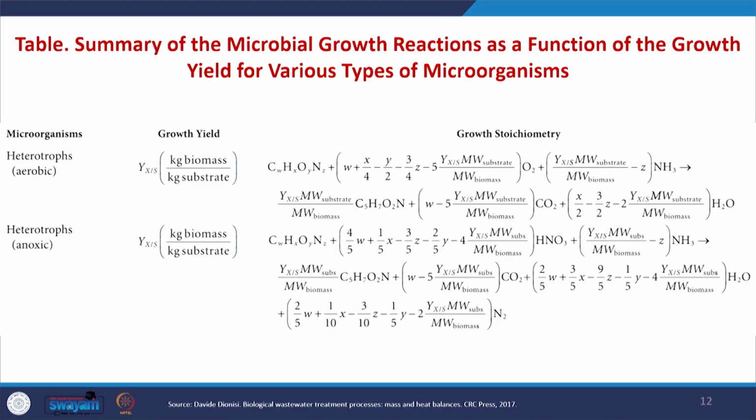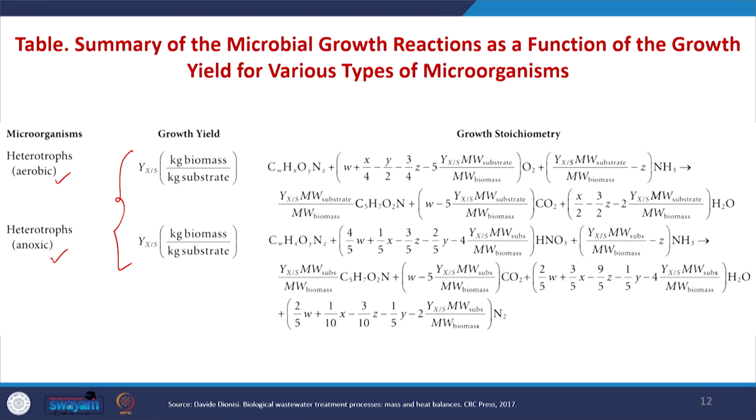So, this is how we can write the different equations, and the summary of the microbial growth reaction as a function of growth yield for various types of microorganisms can be written here. We have already seen the heterotroph aerobic reaction and the heterotroph anoxic reaction, where the growth yield is defined in exactly the same manner, and this is how the equations are written. So, we have previously seen these equations.